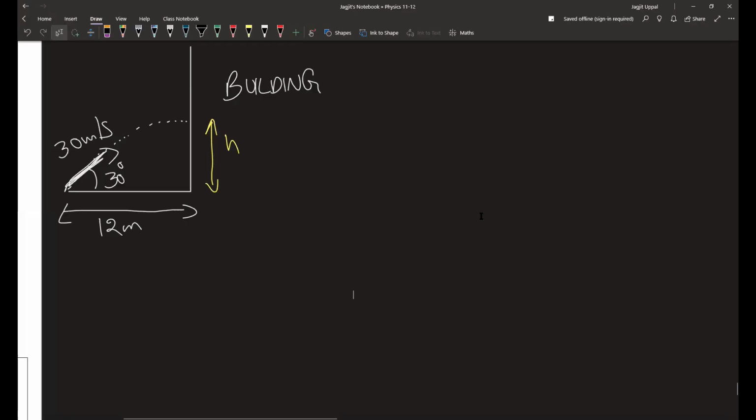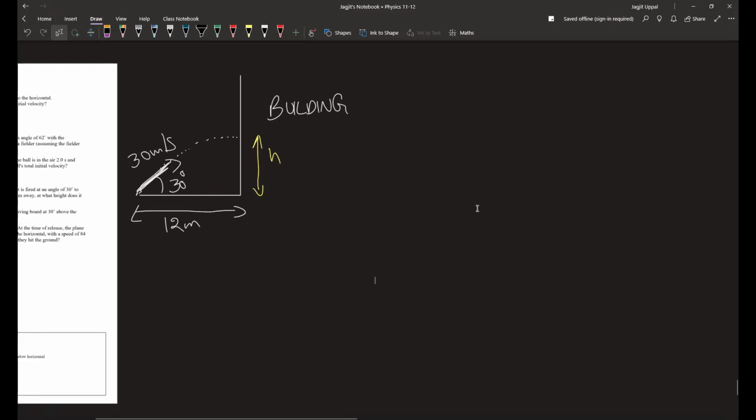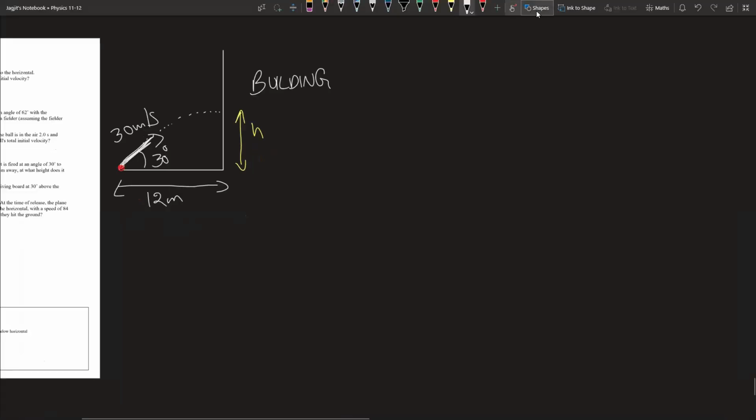All right, guys. So let's have a look at this question. What happened was you kicked this ball with the initial velocity of 30 meters per second, at 30 degrees above horizontal. So first thing that we're going to do, guys, is we're going to draw this out. We're going to break the initial velocity up into its x and y components.